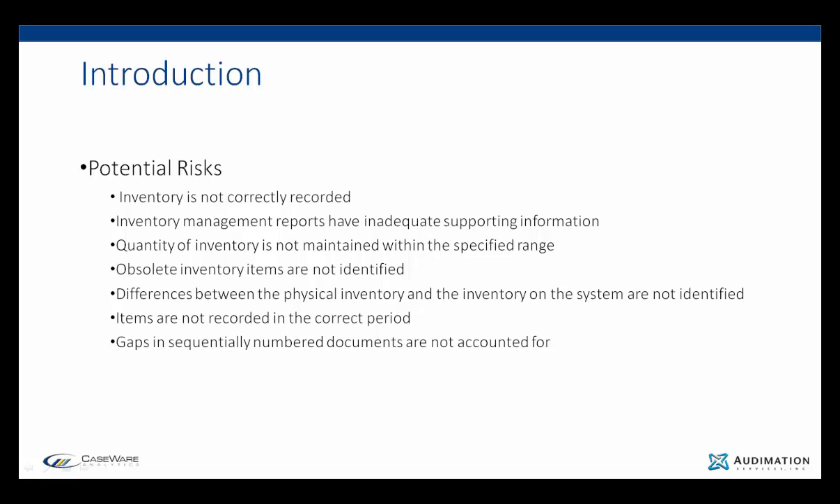of inventory not maintained within the specified range, obsolete inventory items not identified, differences between the physical inventory and the inventory on the system are not identified, items are not recorded in the correct period, and gaps in sequentially numbered documents that are not accounted for.